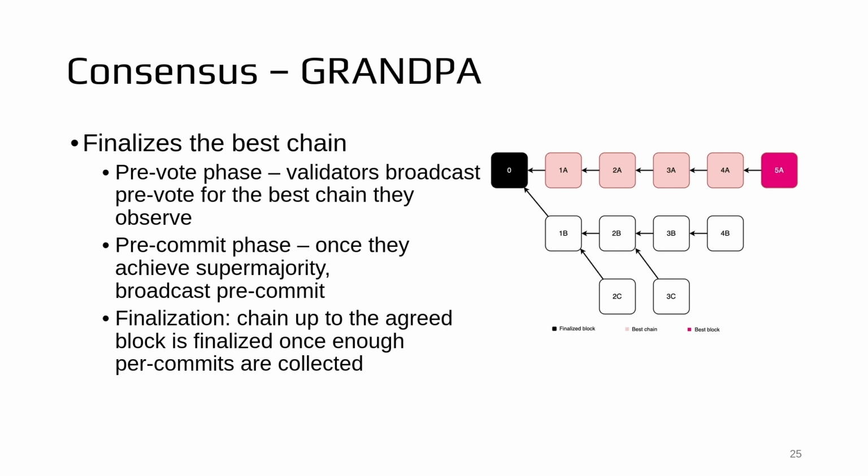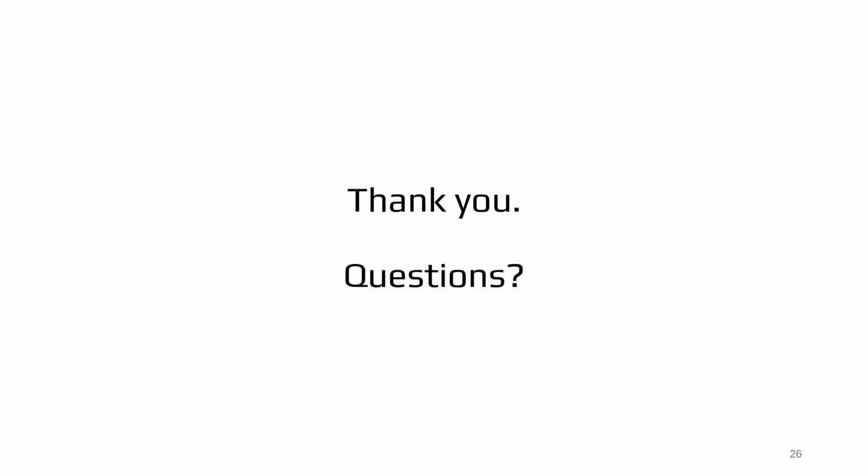So basically, if we get a supermajority of pre-commits for 5A, then the whole chain starting from 1A to 5A is going to be finalized. And that's that. So that is the introduction to Substrate. Very brief. We ran through a bunch of different concepts, a bunch of different mechanisms.